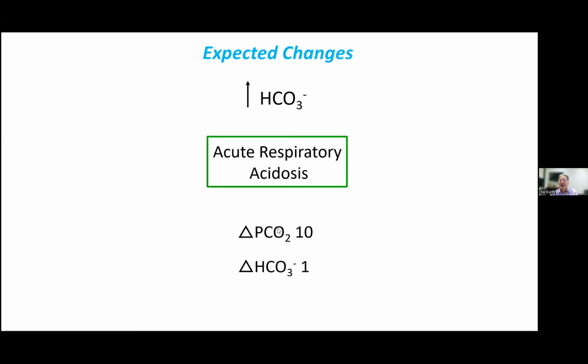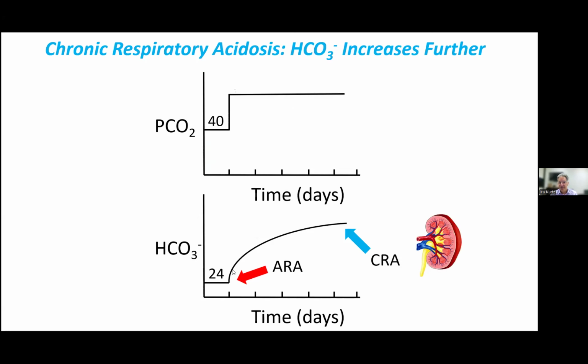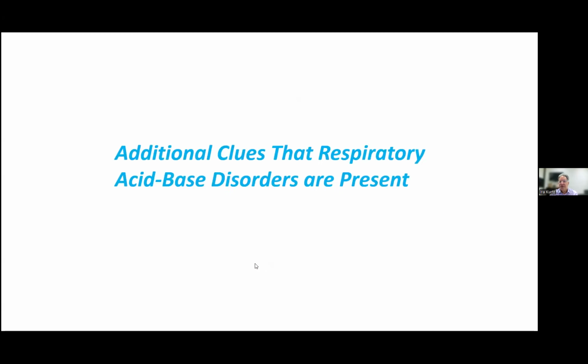And this is certainly not anything like the 10 to 7 changes that you see in compensated metabolic alkalosis. Very different. What about chronic respiratory acidosis? Well, what happens is the bicarbonate keeps going up above that 1 change. So for every 10 increase here, this goes up 1, but the bicarbonate keeps going up. And so we have to have a new rule.